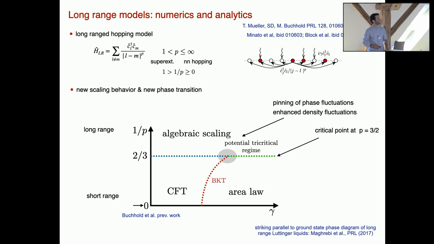Okay, now we're coming to this range. Nearest neighbor hopping is down here on this axis, so 1 over p is very small here. For large 1 over p, we are in this long-range regime, and this is limited by 1, so that the Hamiltonian energy is still extensive, super extensive. What we find here is a pinning of phase fluctuations, and thereby enhanced density fluctuations, and the critical point at this strength p equals 3/2.